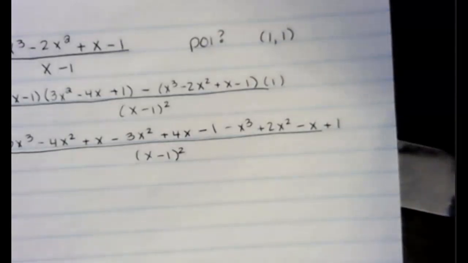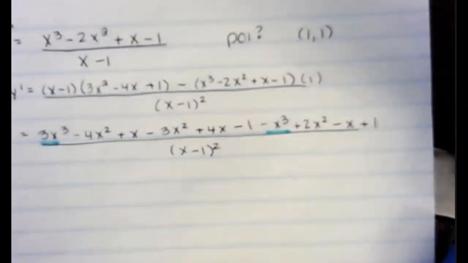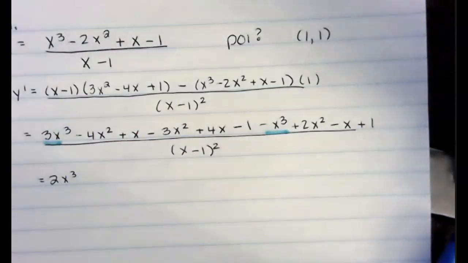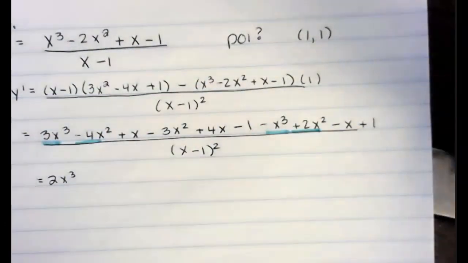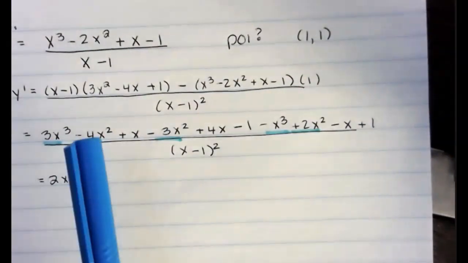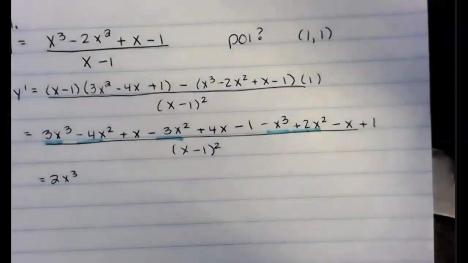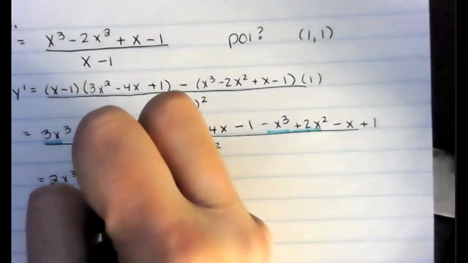We notice that I have 3x cubed and negative x cubed, so that will reduce to 2x cubed. And then I have negative 4x squared and positive 2x squared and a negative 3x squared. So negative 4 and negative 3 became negative 7. Negative 7 plus 2 became negative 5x squared.